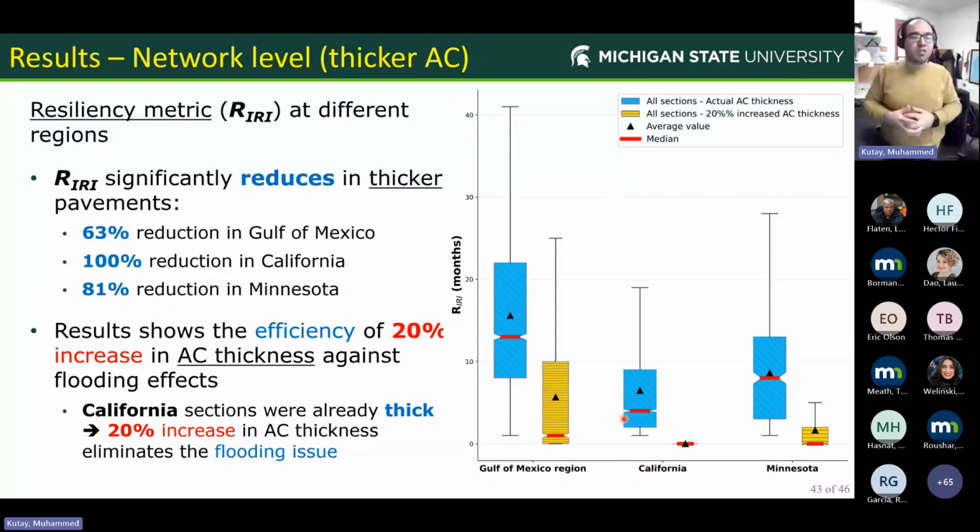So the pavements can be more resilient against all the flooding scenarios we are extracting for the California region. And for Minnesota, this value is about 81%. So this result shows that the 20% increase in the AC thickness that is suggested in the literature is actually working. Our results from UPDAPS are well aligned with the literature that the 20% increase in the AC thickness significantly works.